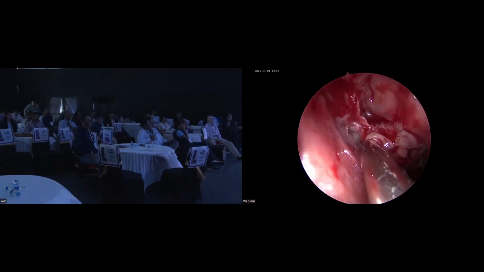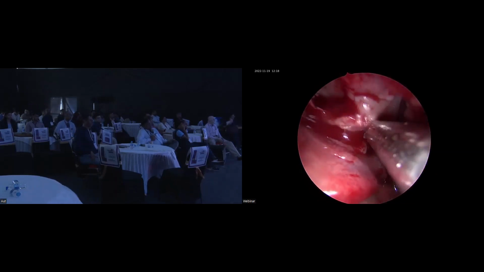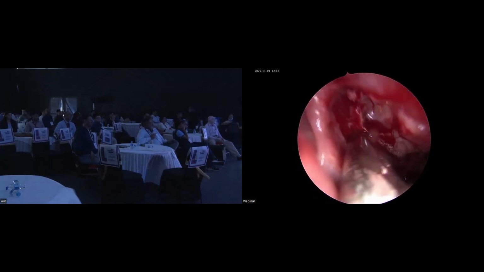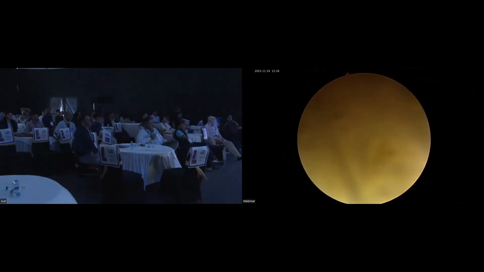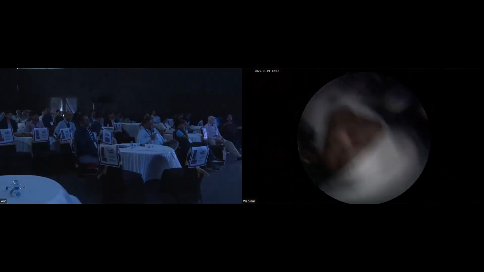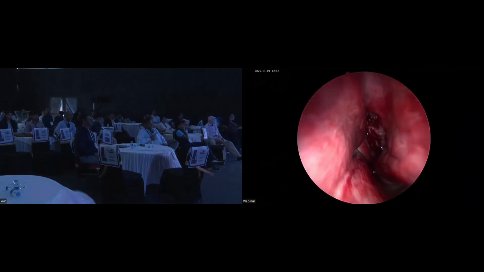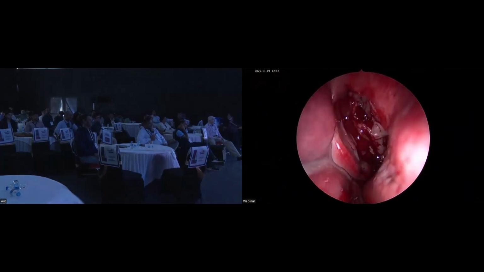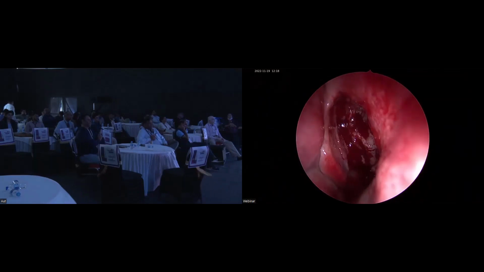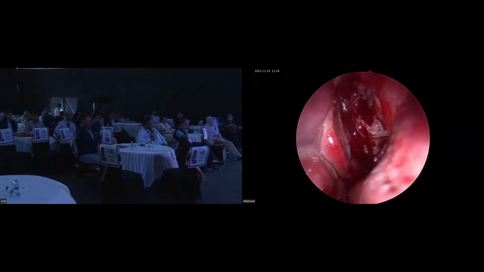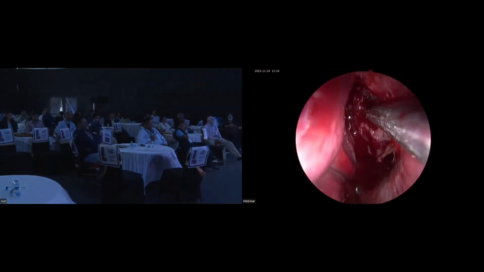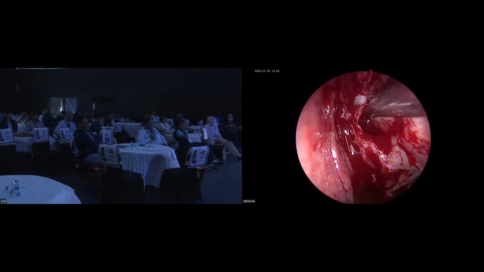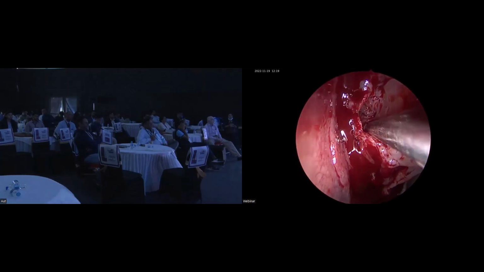You can approach the frontal in different ways. I was thinking that we would have tried to show the suprabullar approach, but very little suprabullar space doesn't allow you to enter the frontal sinus. Can you see it? Can I make it a little better focus? Better? Ball pen, you know.